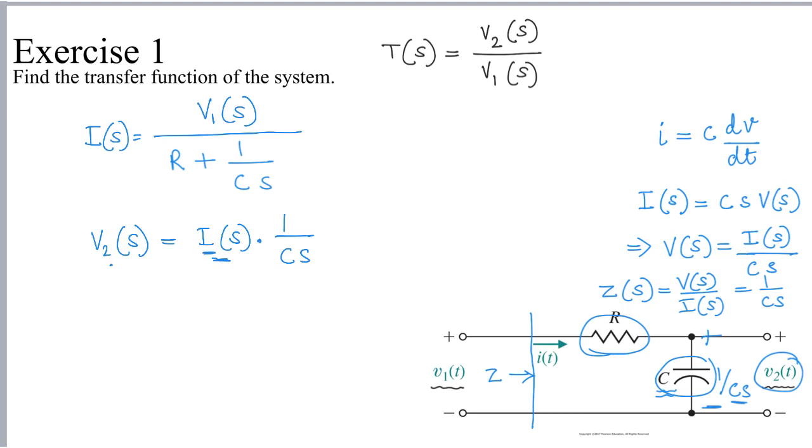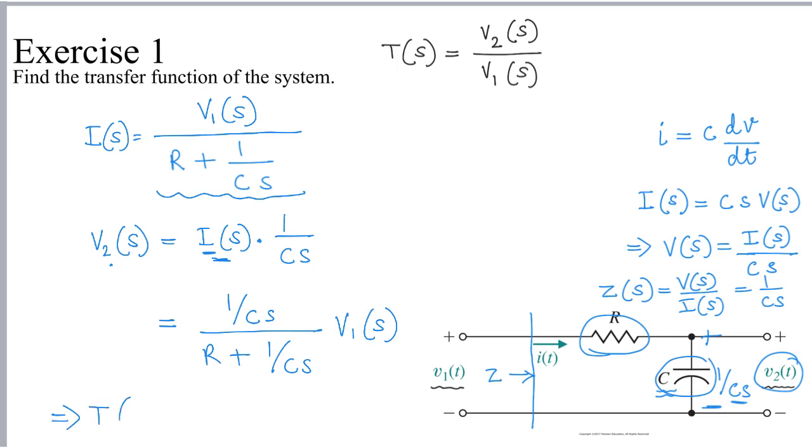Now let's replace this I(s) from here. What we get is 1 over Cs divided by R plus 1 over Cs, times V1(s). From here, you can see that the transfer function, V2(s) over V1(s), becomes equal to 1 over Cs over R plus 1 over Cs.